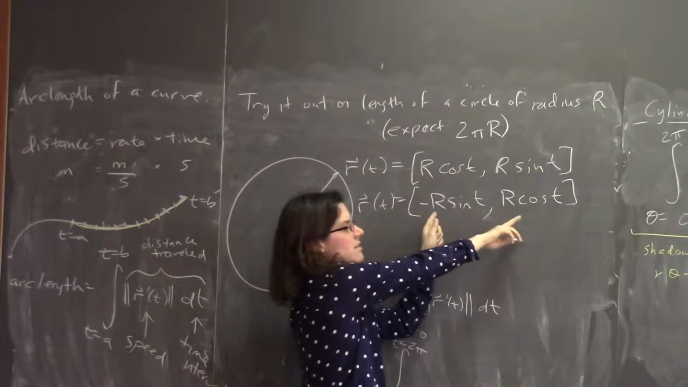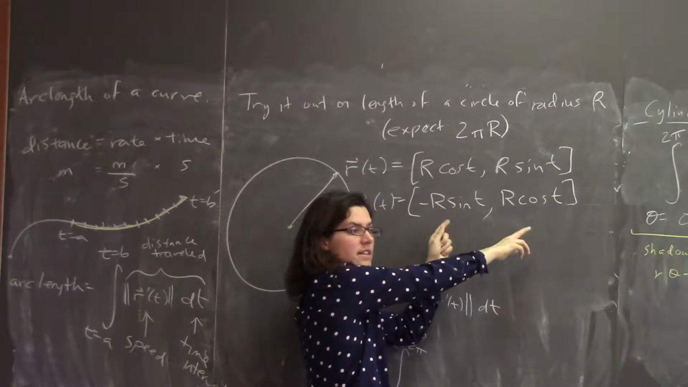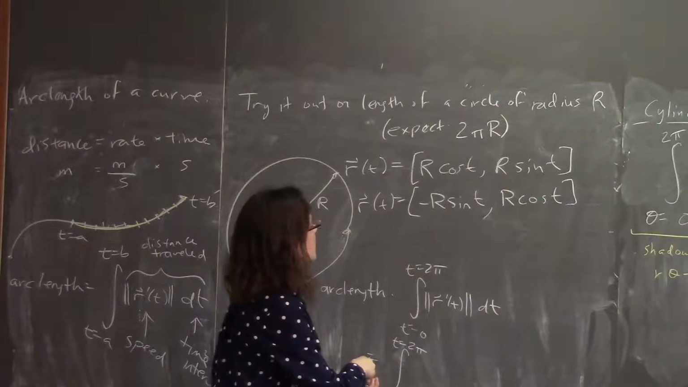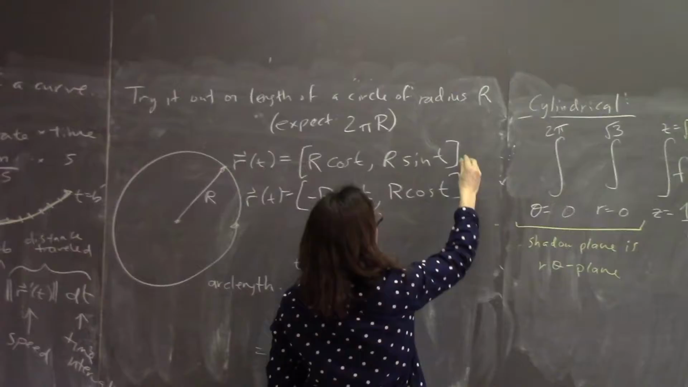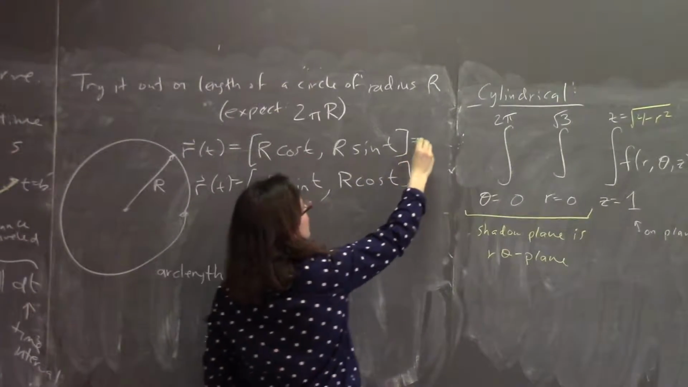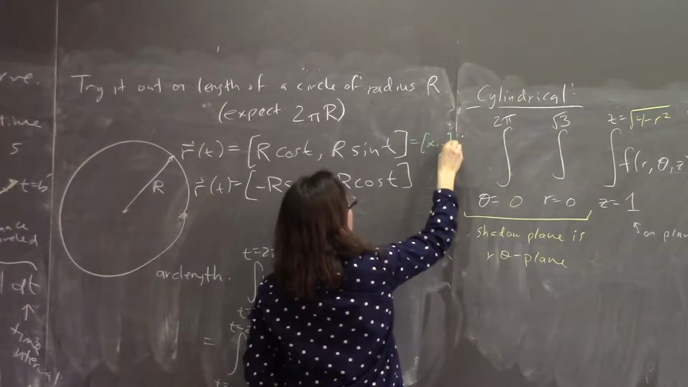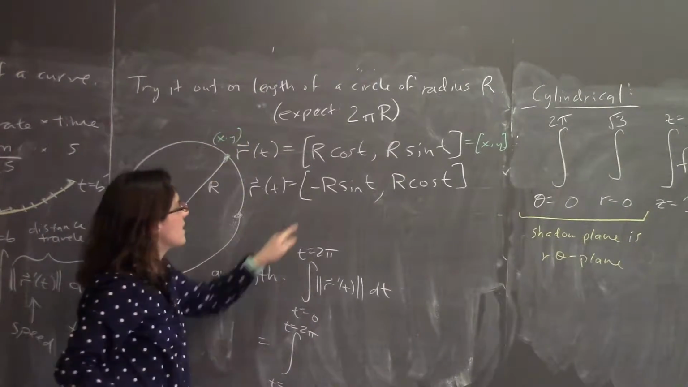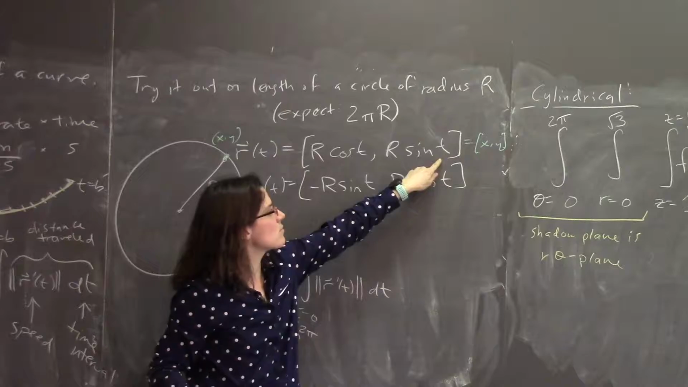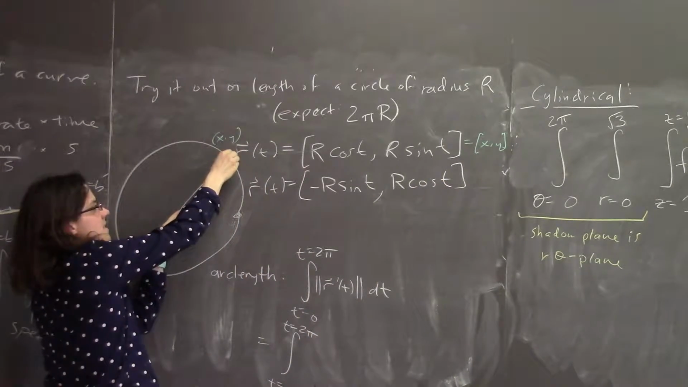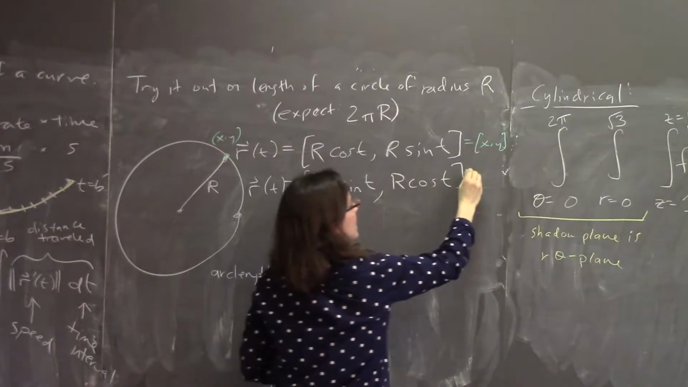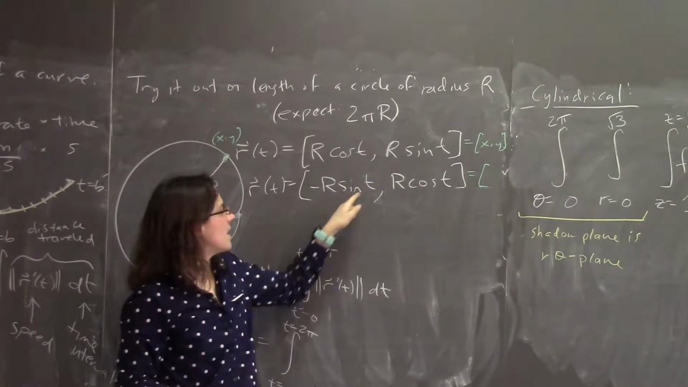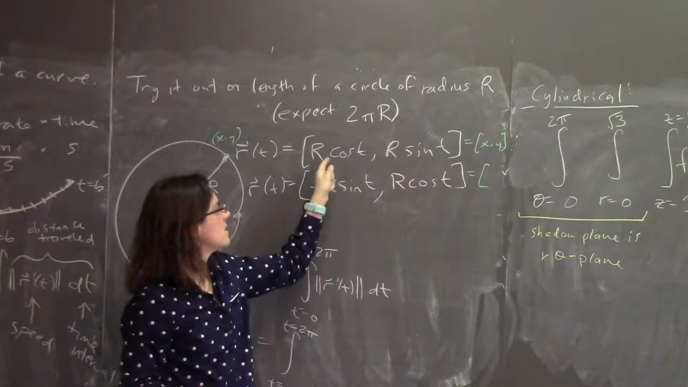Can you figure out the magnitude of this? Yeah, it's just r. So one way of thinking about this is if this vector, we call it x comma y. So if we call this point here x comma y, then r cos t is x and r sine t is y. And x comma y is this vector. Then the velocity vector, check that out. It's negative y comma x.